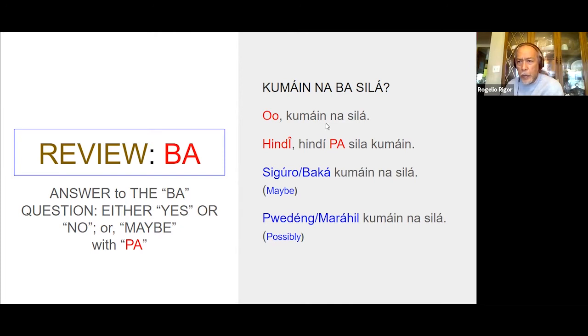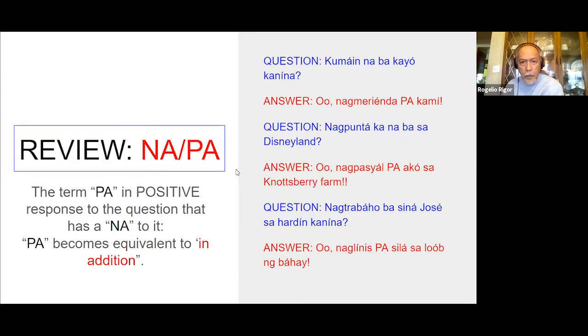And then of course you only use the pa when? When do you use the pa? Only when the question has a na. Good, very good. All right, the pa in positive response to a question that has a na to it becomes equivalent to in addition to, all right? So look at the examples there.